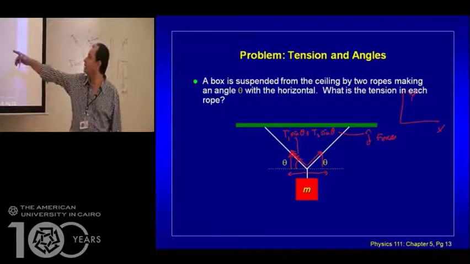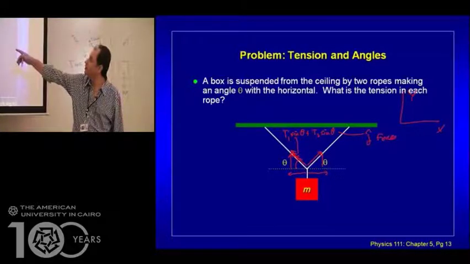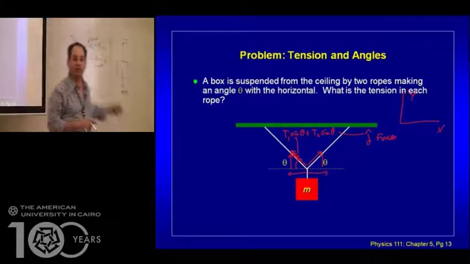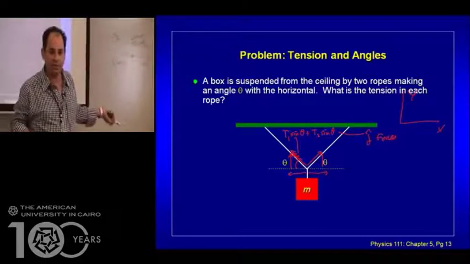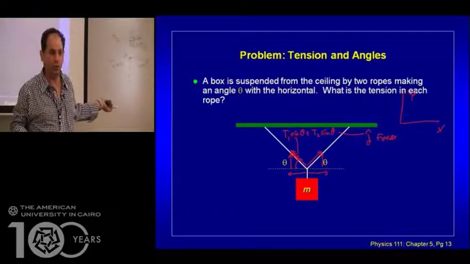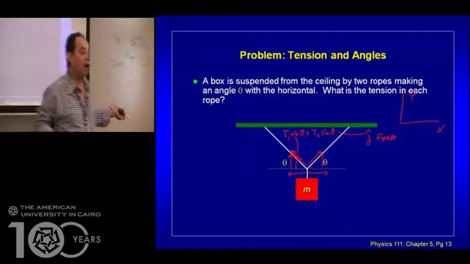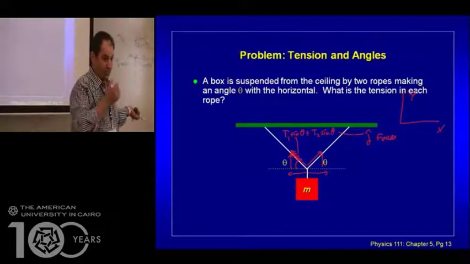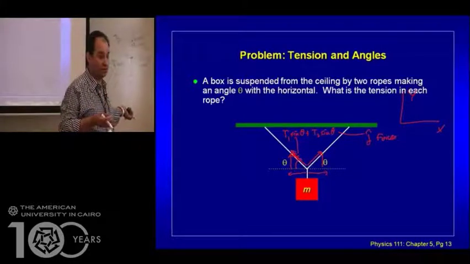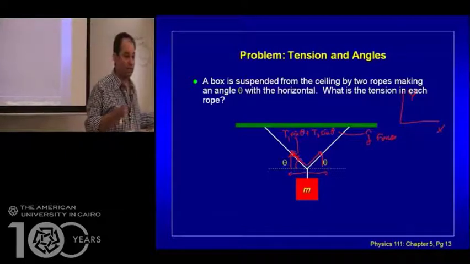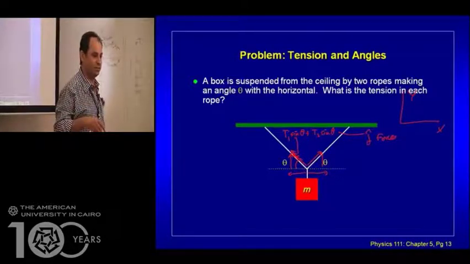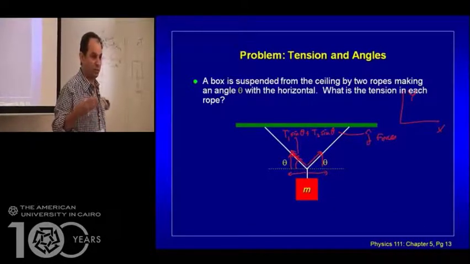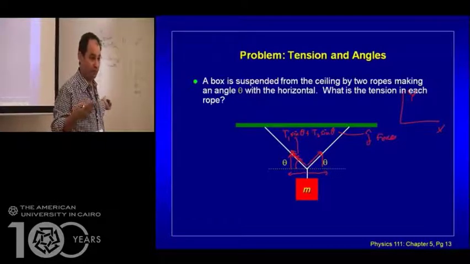I assume the two angles are both theta, but I will assume that T1 and T2 are not equal, and we'll find out. If they are equal, it will show. How do you know that? Common sense, right? And sometimes our common sense is not really true. So I have to make sure that my common sense makes sense. You're right, but I have to prove it.